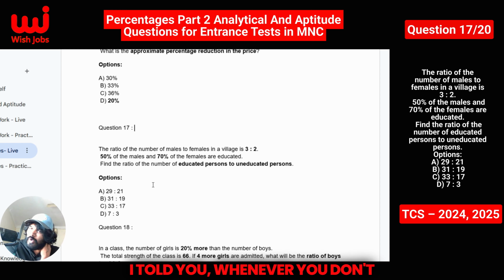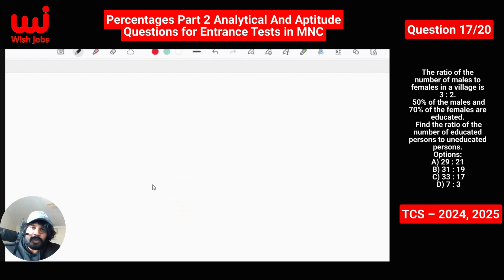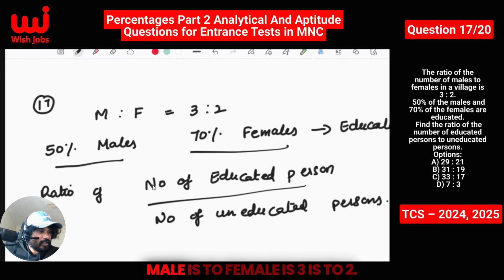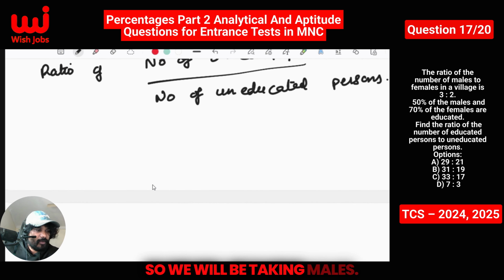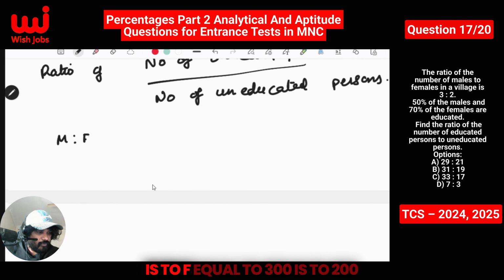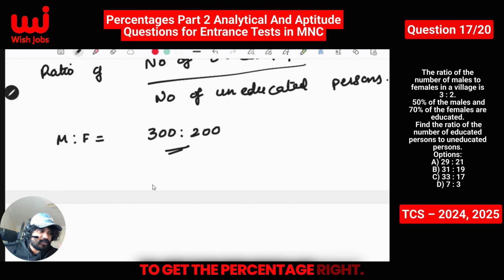I told you, whenever you don't know anything, just assume numbers. So here male to female is 3:2. Whenever you don't know, male is 3x, female is 2x, but we will take males to females as 300:200 for easy calculations, because at the end you want to get the percentage. When percentages are there, you can assume 3000:2000 also.